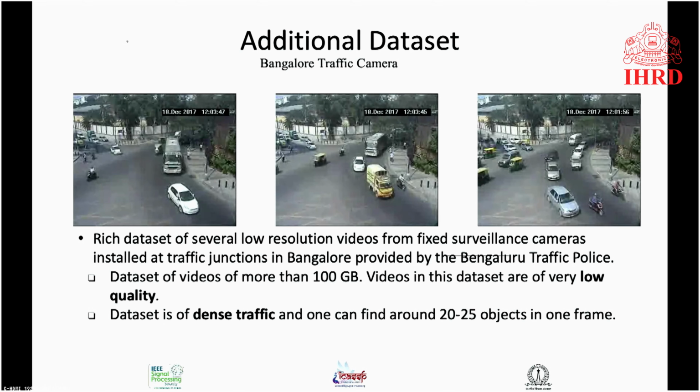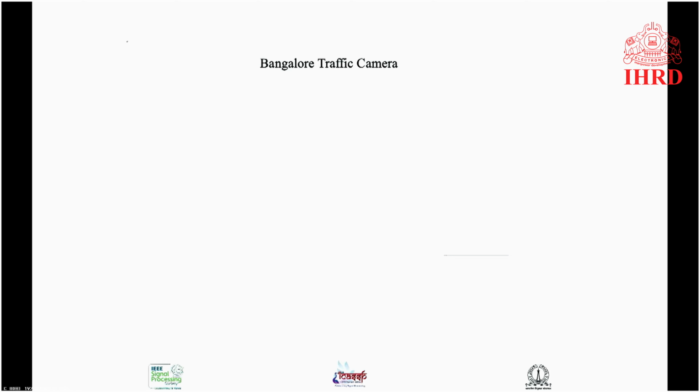Now there was an additional data set which we got when we went to the Bangalore Traffic Police, and we wanted to understand how we can identify vehicles on Indian roads. They gave us some old data because they said they don't want to give recent data. It is from a traffic junction. They gave about 100 GB worth of data, and we wanted to see whether we can identify bus, tricycle, and all that. That was the goal.